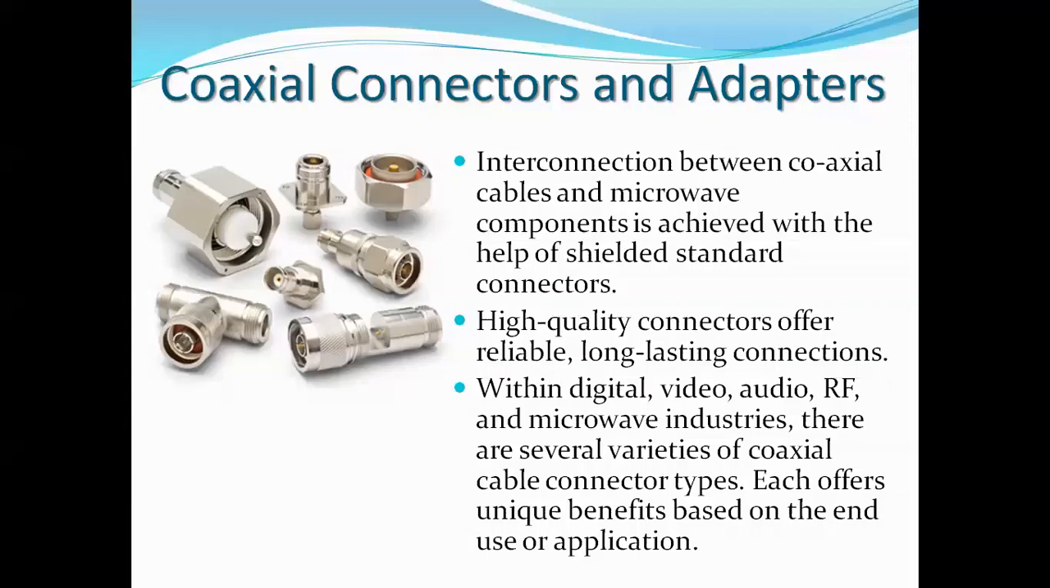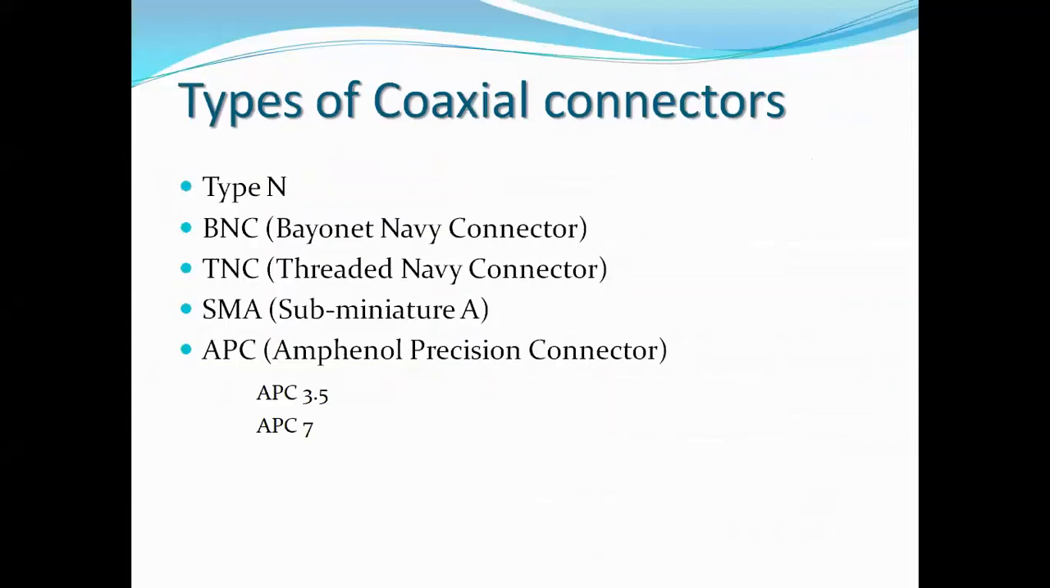There are 5 general types of coaxial connectors: Type N, BNC, which is Bayonet Neill-Concelman, and the N stands for Navy. TNC, threaded Navy connector, then SMA, subminiature A, and APC, Amphenol precision connector. Amphenol precision connectors have 2 types, APC 3.5 and APC 7. The 3.5 means the type is 3.5 mm, and the other is 7 mm.